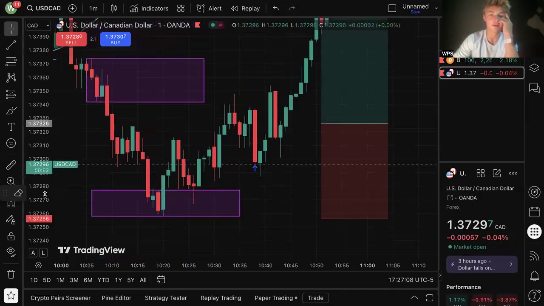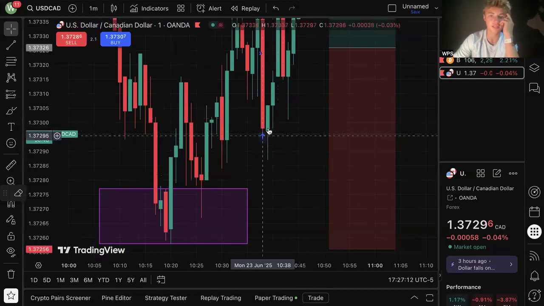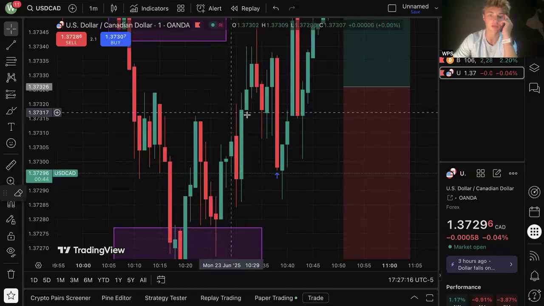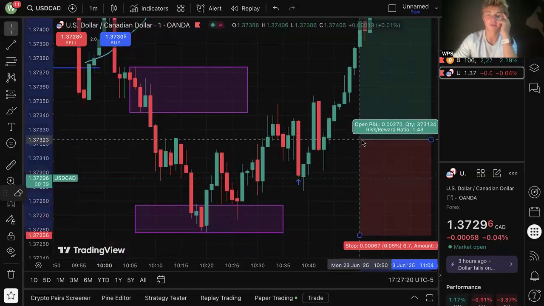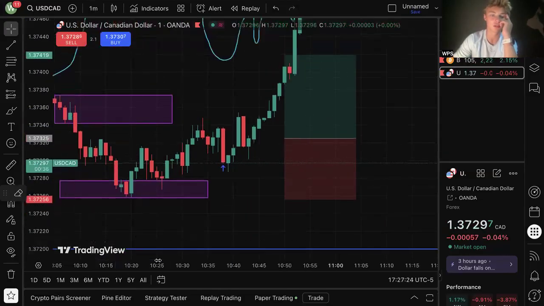What I could have done better here is, instead of entering off of this candle here, I should have entered off of this candle, because this is when price breaks structure to the upside. And then if I had done that, I could maybe get a bit better risk to reward ratio here.